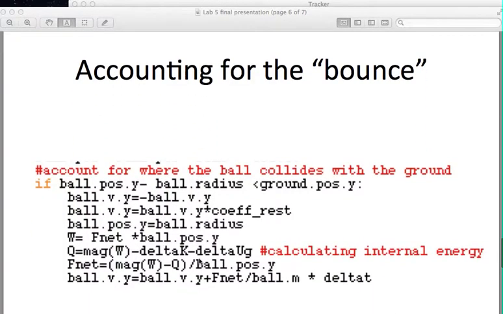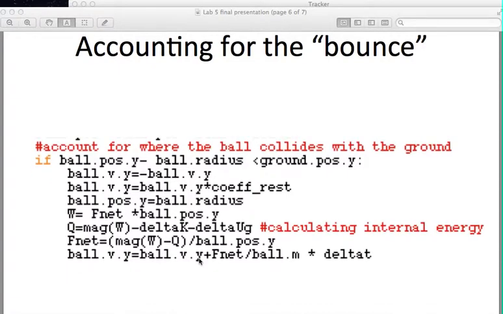And so the important part of this model was to account for the actual bounce of the ball. So this was the if statement for where the position minus the radius is less than the ground, meaning the ball is touching or is being compressed once it hits the ground. And so this will change the velocity from being in the negative y direction to the positive y direction so that it continues to go back up.